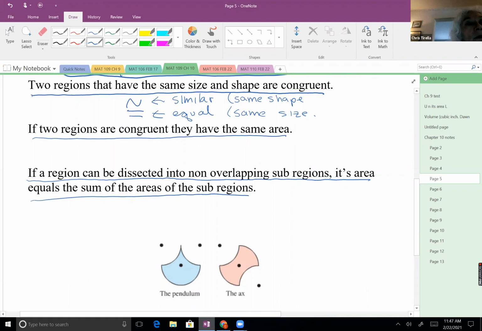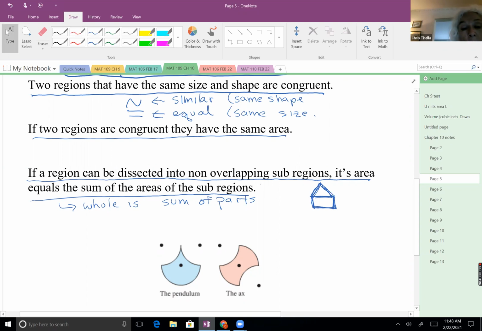What is that all about? It's like the idea that a whole is the sum of its parts. And so if I had an irregular shape, something like this, and I wanted to find its area, I could divide it into pieces and say that the area of this pentagon is the area of the triangle plus the area of the quadrilateral. And we just want to make sure that when we divide it up, we don't overlap.